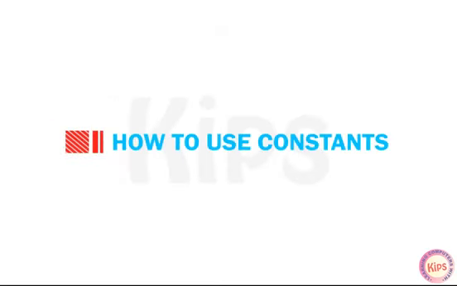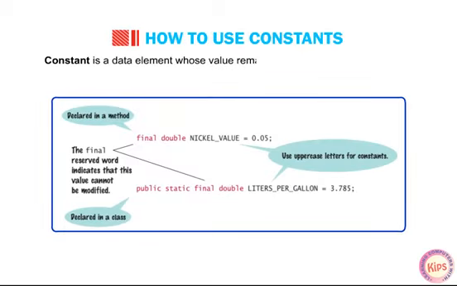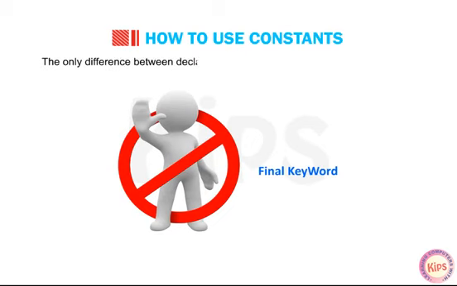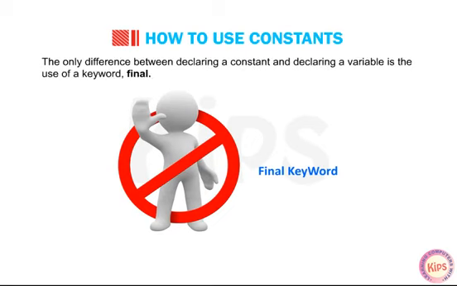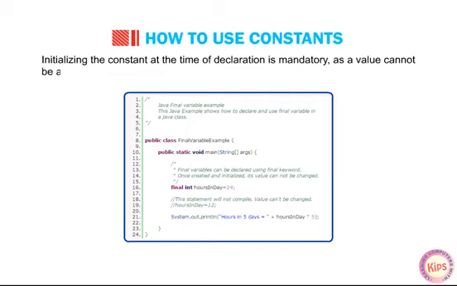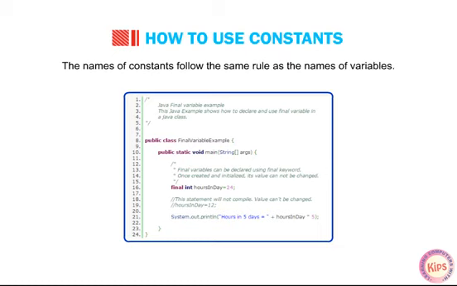Alright, let me tell you how to use constants. A constant is a data element whose value remains unchanged during the course of a program. There is a special way to declare a constant in Java. The only difference between declaring a constant and declaring a variable is the use of the keyword final. Initializing the constant at the time of declaration is mandatory, as a value cannot be assigned later. The names of constants follow the same rules as the names of variables.